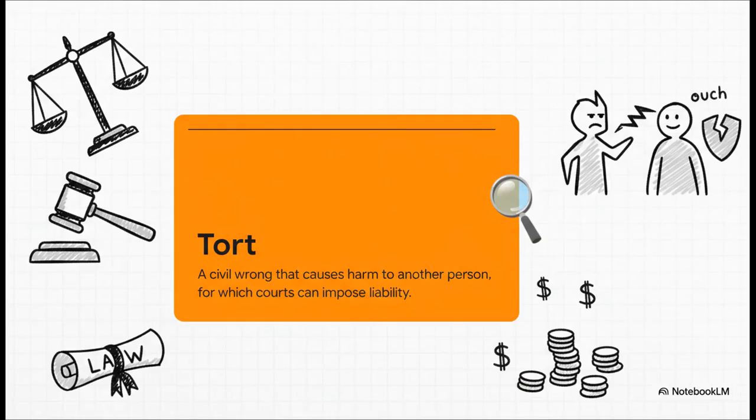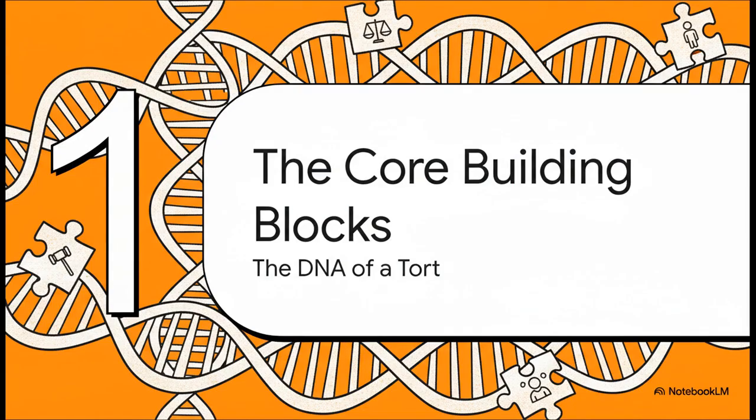Okay, so what in the world is a tort? Honestly, it's pretty simple. A tort is a civil wrong. The key word there is civil. We're not talking about crimes where the government comes in and prosecutes somebody. Nope. This is about disputes between people, where one person's wrongful act causes harm to another, and the courts can step in and provide a solution. Usually that means money.